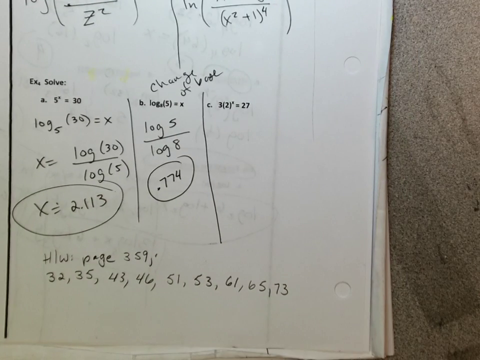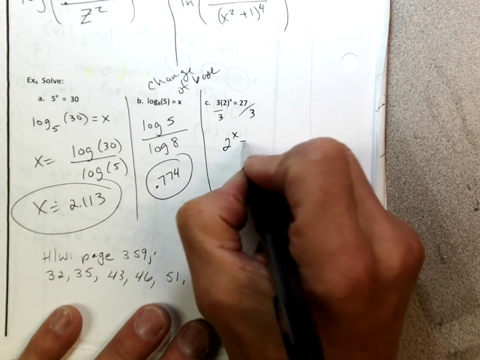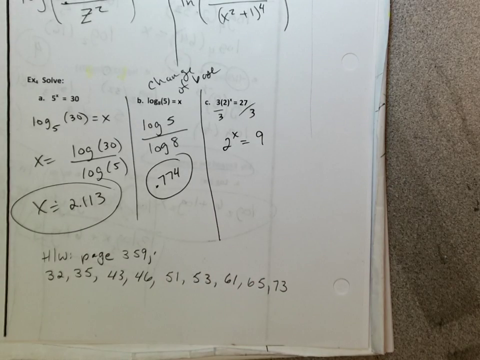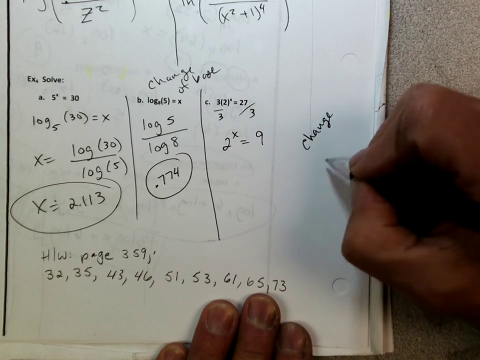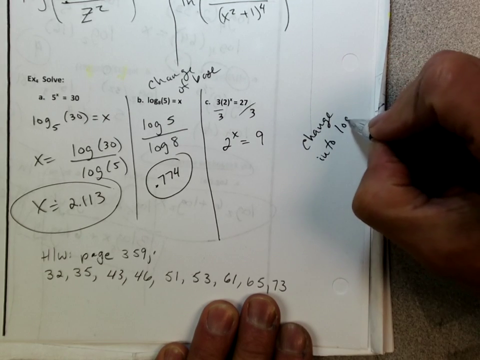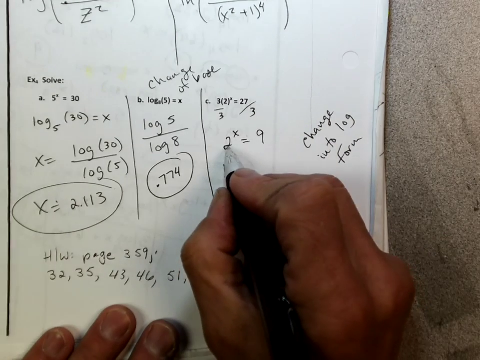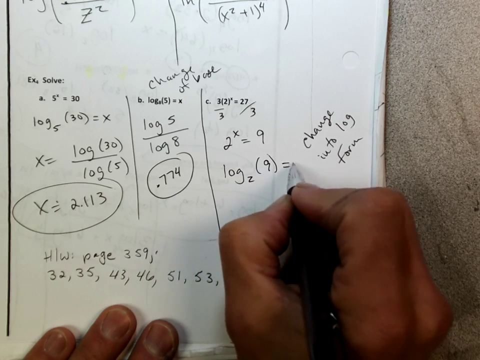Okay, and C. Get rid of that 3 first. How do you get rid of the 3? Divide by 3. So I've got 2 to the x equals 9. Let's change it into log form. So we'll write log base 2 of 9 equals x.